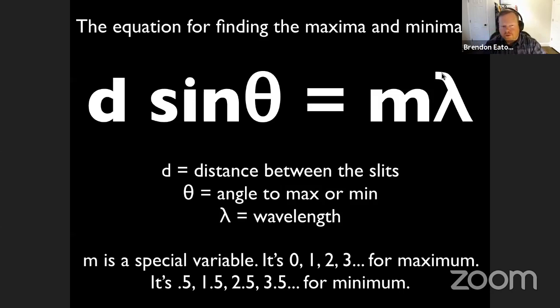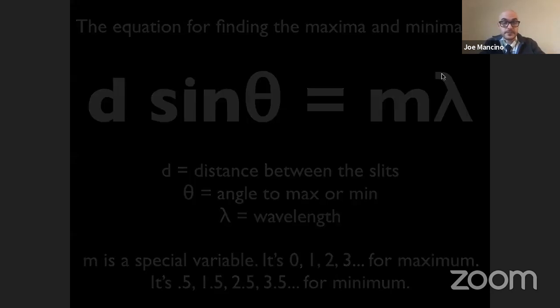But for minima, where there's a dark spot, they are multiples of, I don't know, it looks like it's 0.5 and then 1.5, 2.5. Maybe it's multiples of 0.5. That sounds about right to me. We're going to look at a typical numeric problem that you might see about a setup like this.